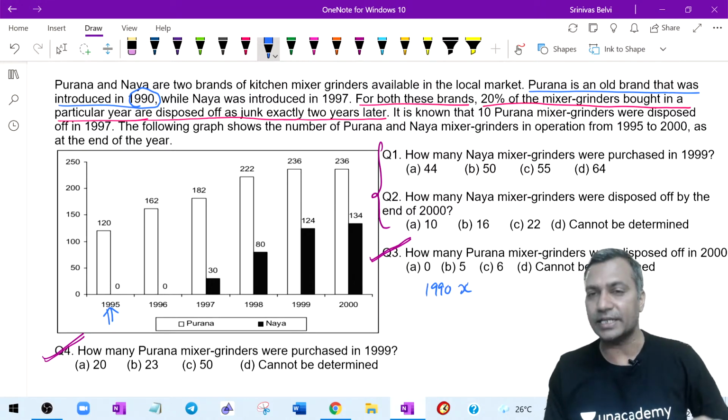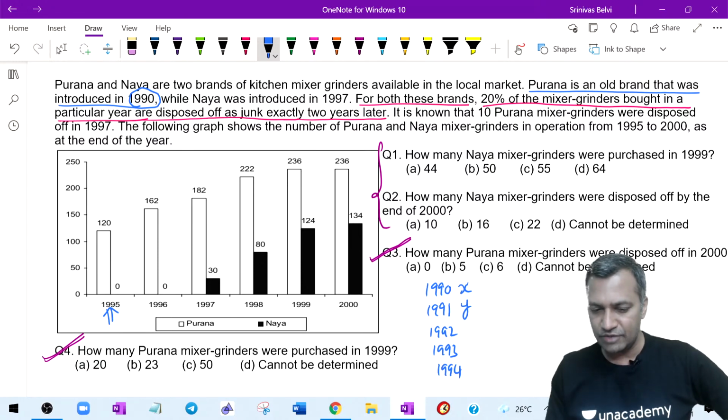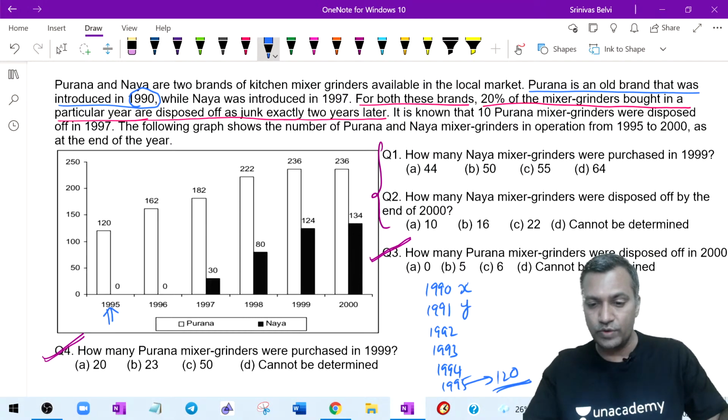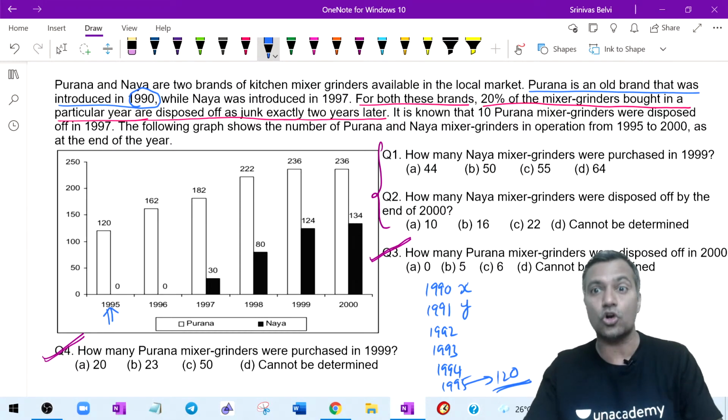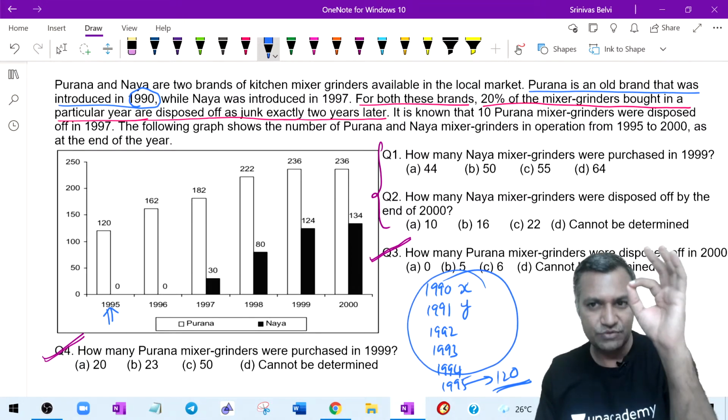In 1990, they might have produced X, which means they might have sold X goods here. 1991 data, maybe Y. 1992 data missing, 1993 missing, 1994 missing. Suddenly some number pops up at 1995, saying that now a total of 120 kitchen mixer grinders are operational. Hey, what happened to this particular data? This is masked. That is where the thinking starts.